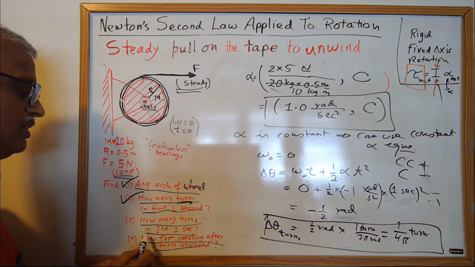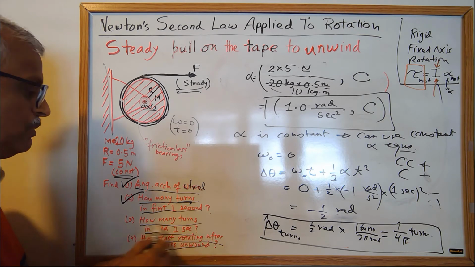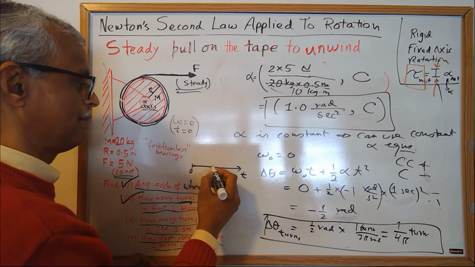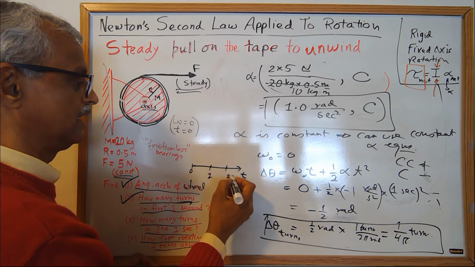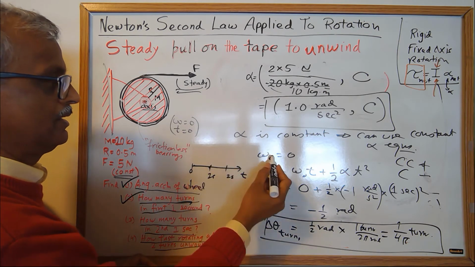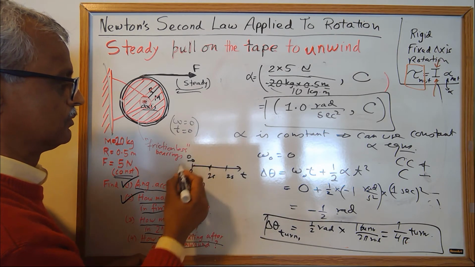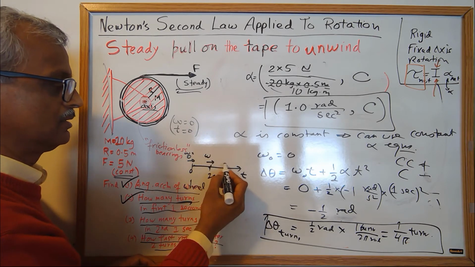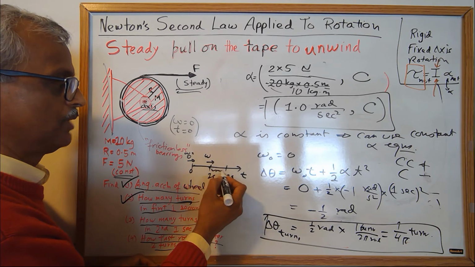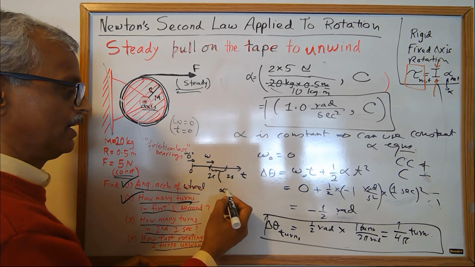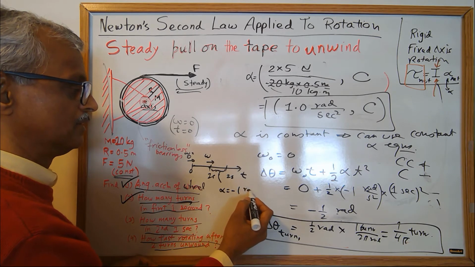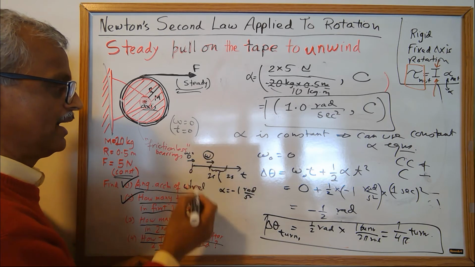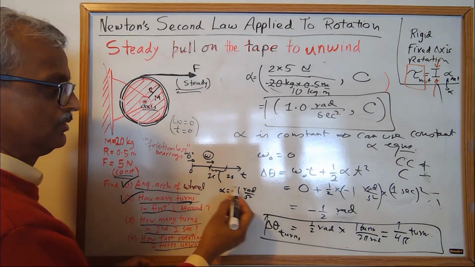How about how many turns in the second 1 second? Think about what I would need. If t goes this way, I have a 0 here, 1 second here, 2 seconds here. This was 0, omega was 0. So I need to know omega over here, and alpha is minus 1 radian per second squared. So if I can figure this out, I can use the same formula to get that.